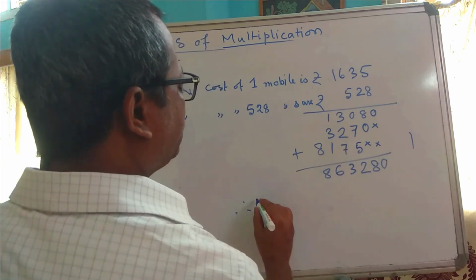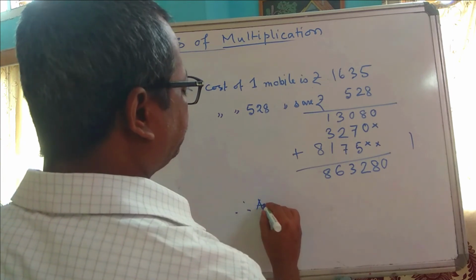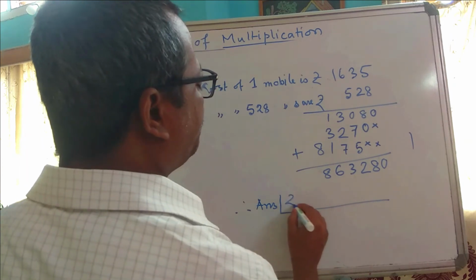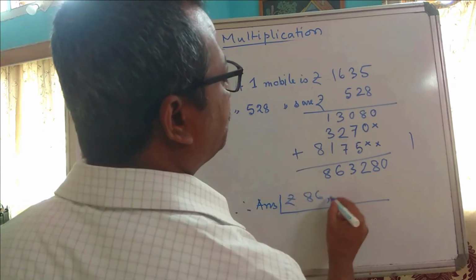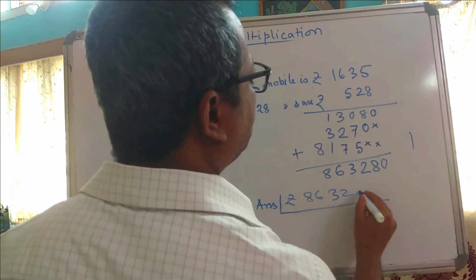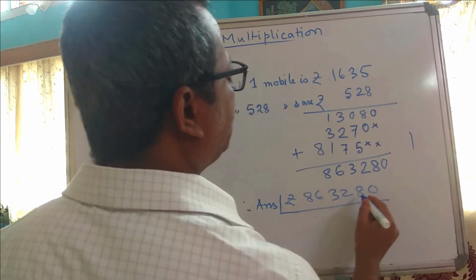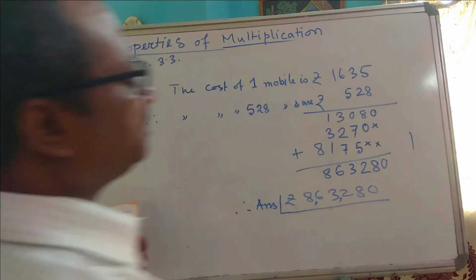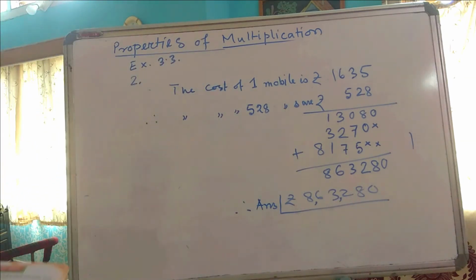Therefore, the answer is, how many rupees did he spend for the mobiles? Rupees 8,63,280. Is it clear to you? Note it down.